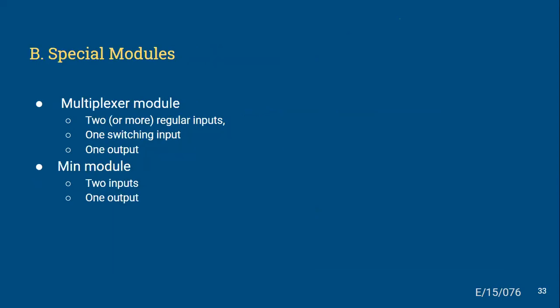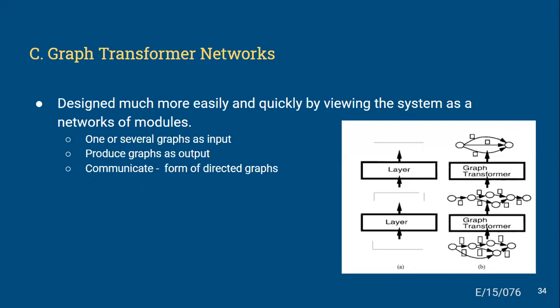When talking about special modules, the multiplexer is a special case and the min module is also an interesting case. Graph transformer networks can be designed much more easily and quickly by viewing the system as a network of modules. These modules will be described in upcoming slides.